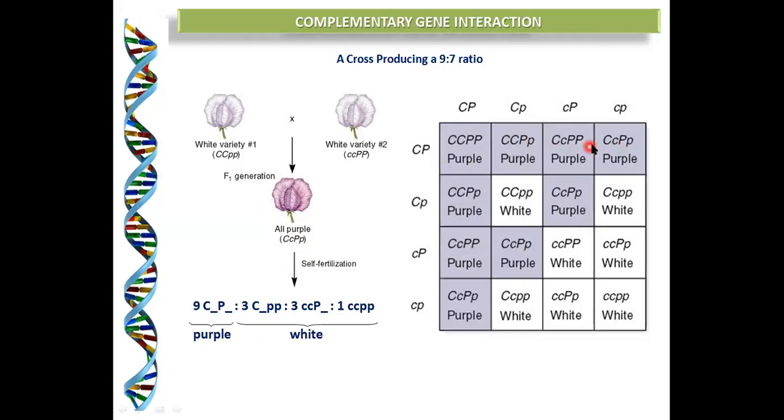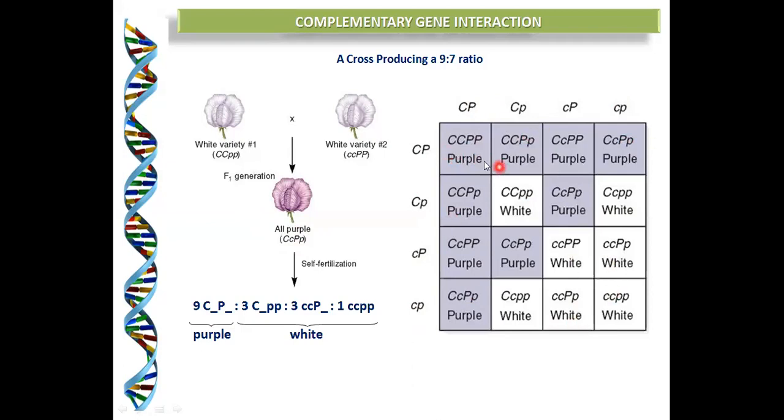So these purple colors show the genotypes that are producing purple color flowers, and these are the genotypes which are producing white color flowers. So capital C, small c, capital P, small p. What will be the gametes? These will be the gametes. Suppose these are the gametes of androecium, and these are the gametes of gynoecium. These gametes fuse with each other, male gamete and female gamete. As a result, you get a zygote here.